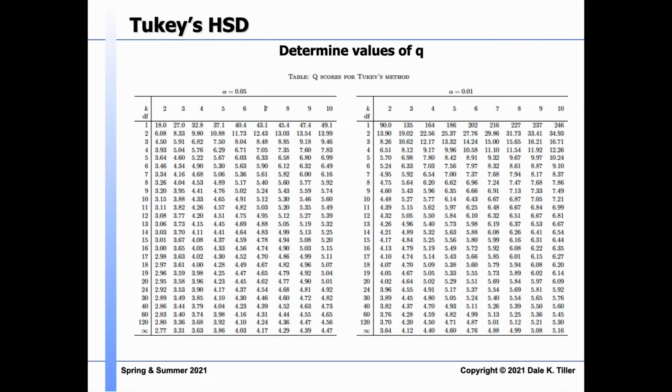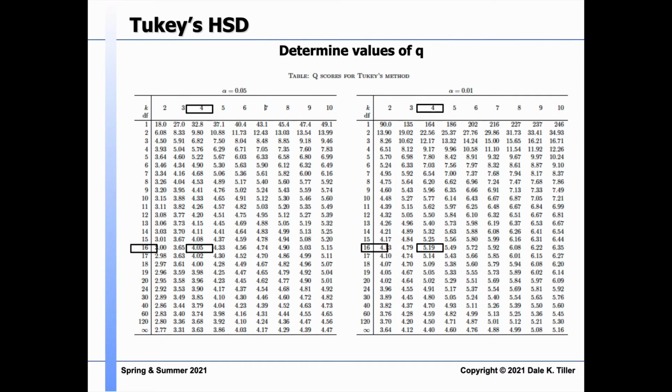So we have a table, Tukey's Q scores for Tukey's method. We're going to be using the panel on the left because that's the alpha 0.05, and we use the table to determine the value of Q for our values of K and degrees of freedom that apply in this experiment. So with this, we know that the value of K is 4, the degrees of freedom are 16, and so the value of Q for our calculation will be 4.05.